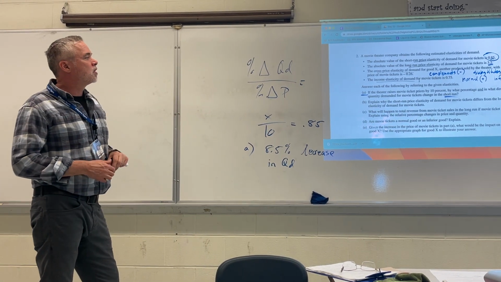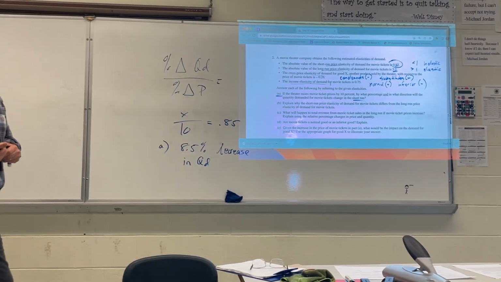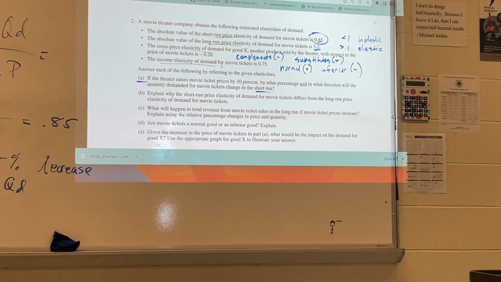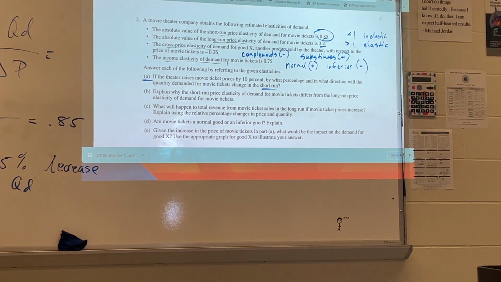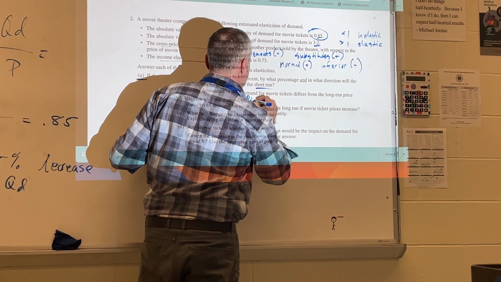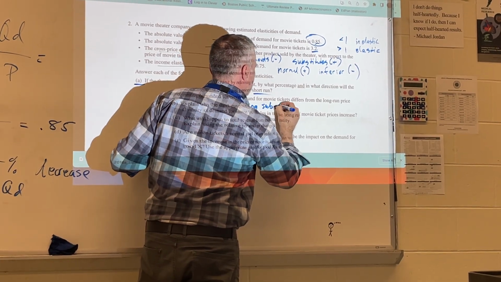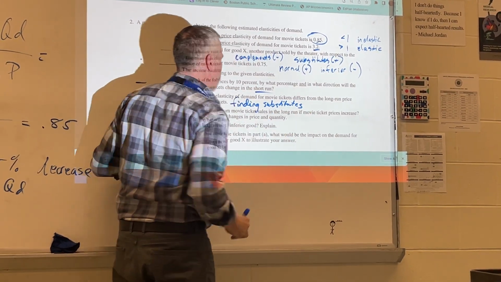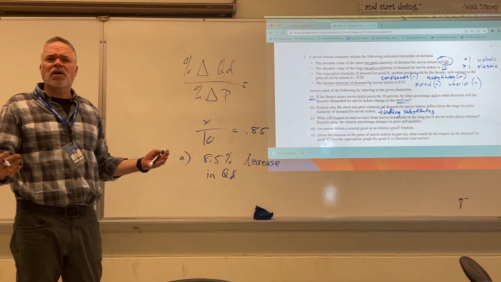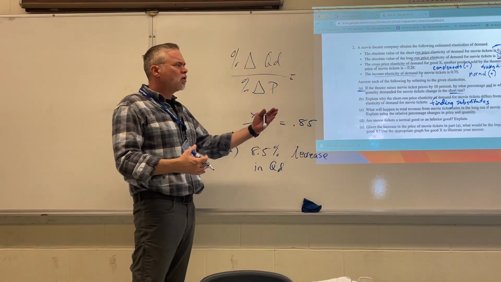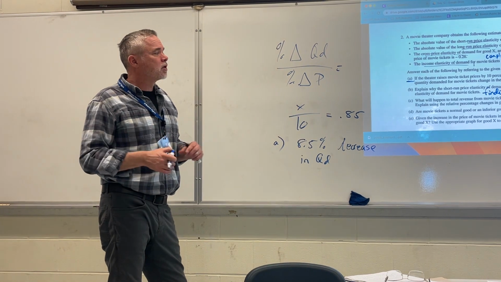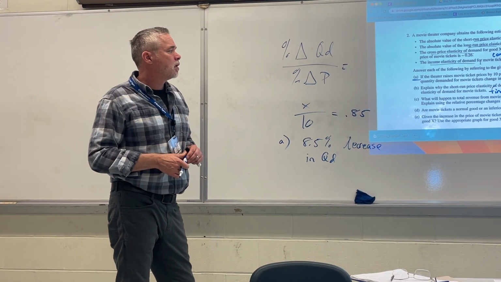All right, B. Explain why the short-run price elasticity of demand for movie tickets differs from the long-run price elasticity of demand. Well, that has everything to do with finding substitutes. I'll just write it right in there. It gives people more time to find substitutes. And that would make sense too. For movie tickets, the longer out, the more time possible consumers are going to have to find substitutes.